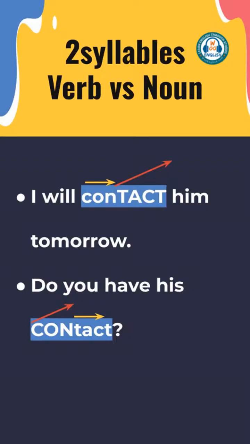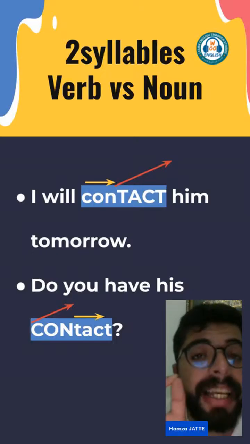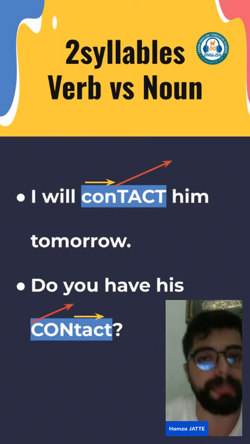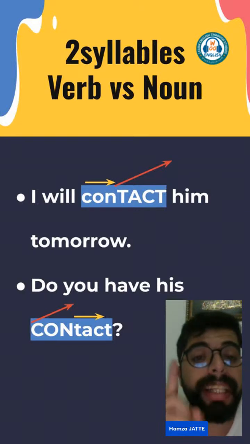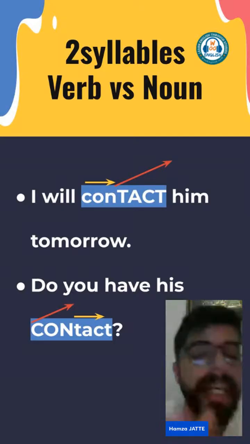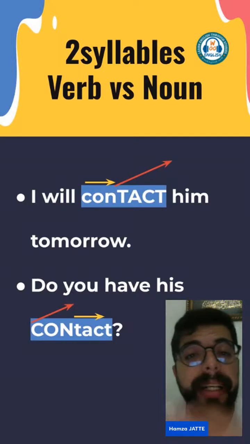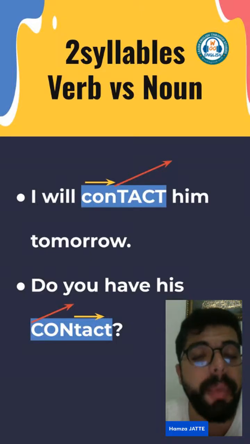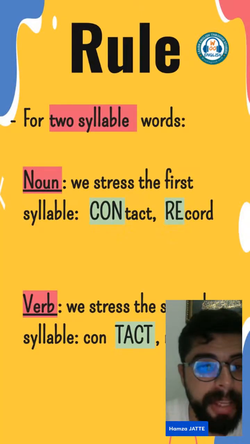You can notice that when it is a verb, it's the second syllable that is stressed. I will contact you tomorrow. But when it is a noun, do you have his contact? The word contact in the second sentence is not a verb, it's a noun, and it means the contact information, right? So if we have a word that can be either a noun or a verb, when it is a verb, we stress the second syllable. When it is a noun, we stress the first syllable. So this is the rule.